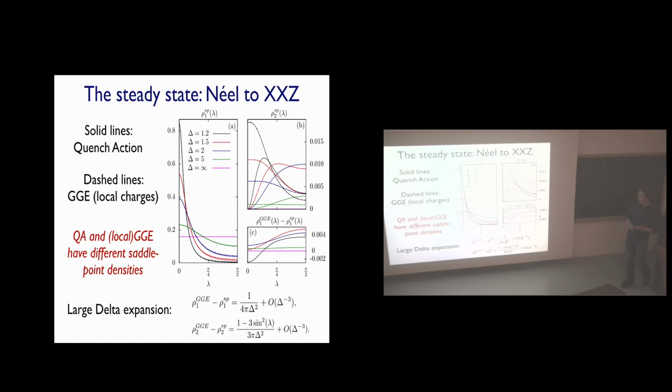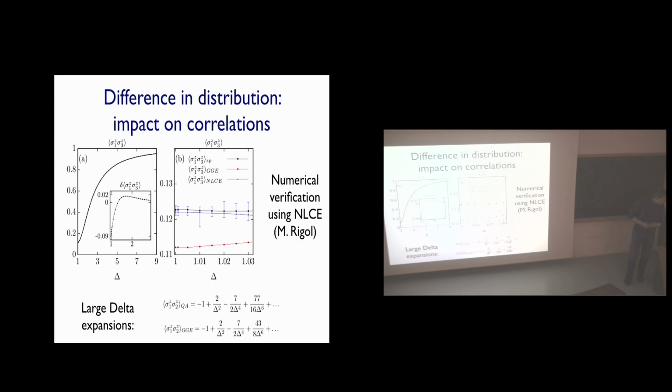And we could show also in an explicit large delta expansion that the distributions from the GGE and from the quench action differed by things that really did not vanish. So I was talking to Marcos, showing him that thing, and he said, look, I've got a purely numerical way of computing some simple correlations in the steady state of that thing. So a kind of linked cluster expansion that he had that converged. So he computed the correlators.